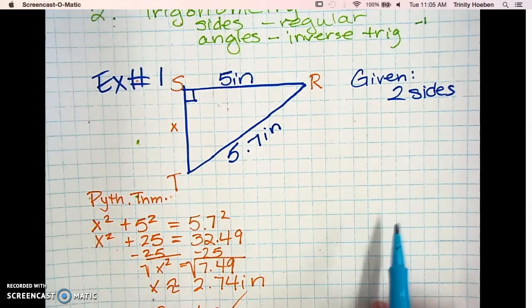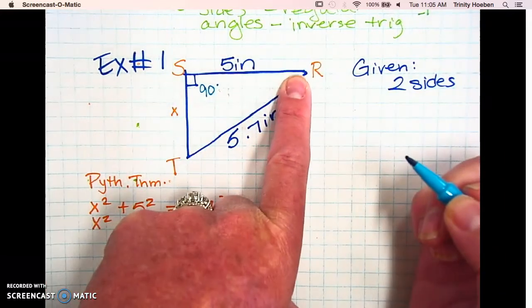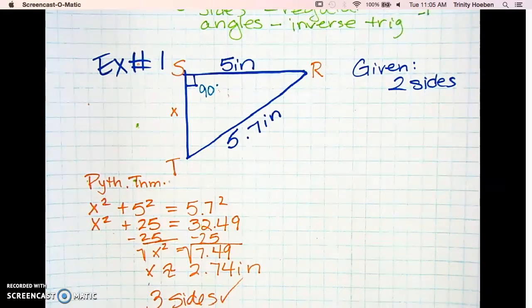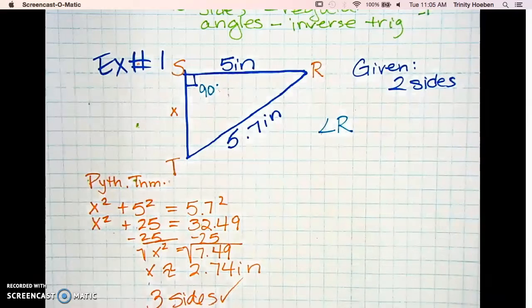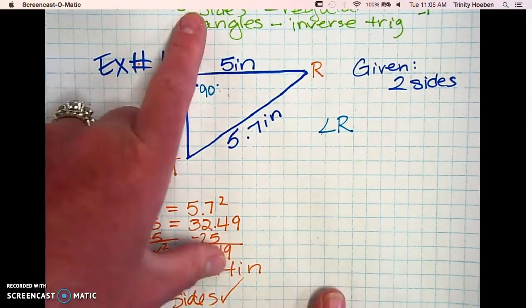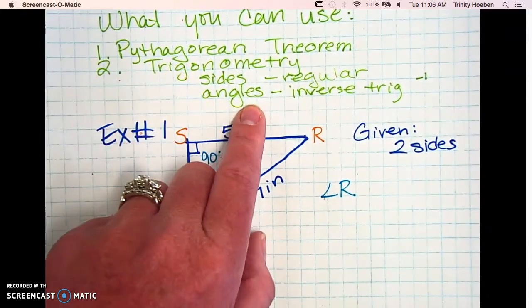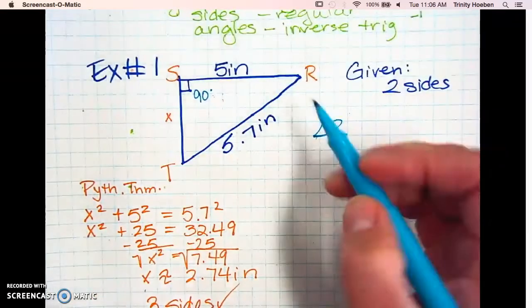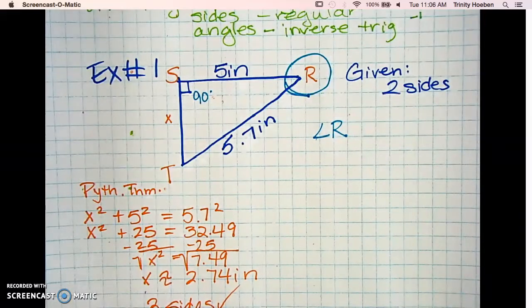Now the problem is you need some angles, right? We know this 90 degree angle right here, but this angle R and this angle T we need to get. So you kind of just pick one or the other. So let's pick angle R. In order to get angle R, we need to use trigonometry. We're going to use trigonometry. And so if we're looking for an angle, we need to use inverse trig, not regular trig. And one thing that's helpful, and I teach my geometry students to do, is to circle the angle that you're working from, because that's kind of like the address.